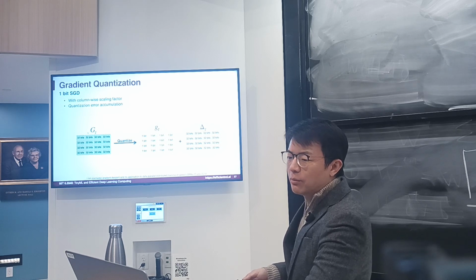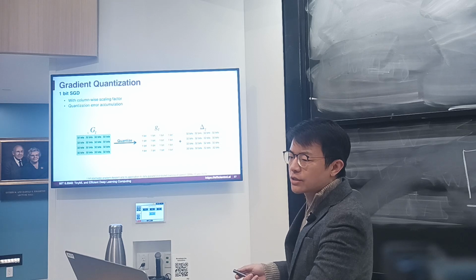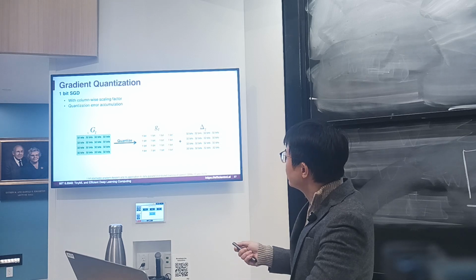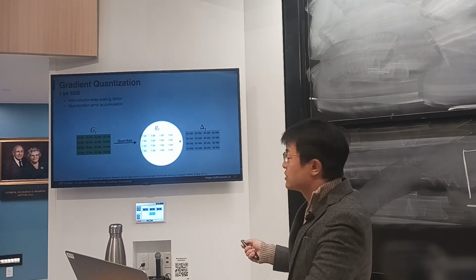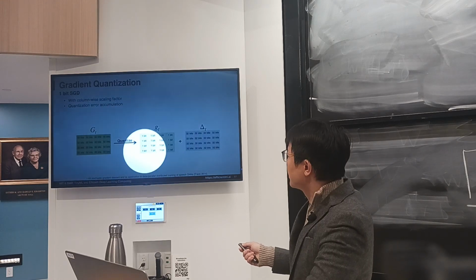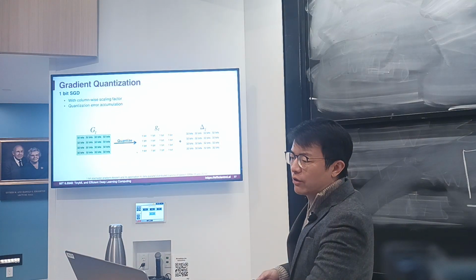And of course, we can apply a column-wise scaling factor. So we can have a scaling factor for each column rather than just 0 and 1. We can apply an FP32 scaling factor for each column.